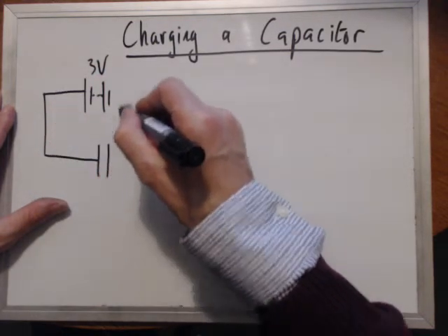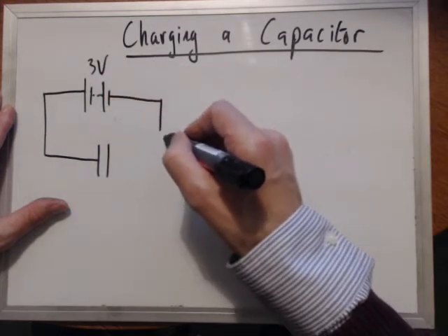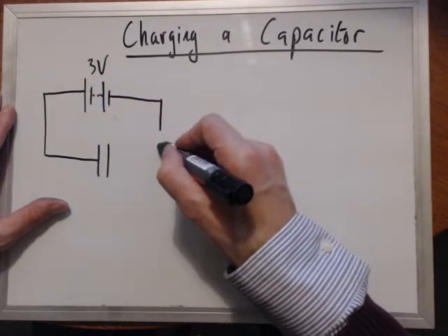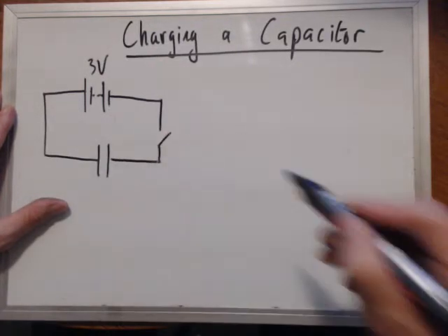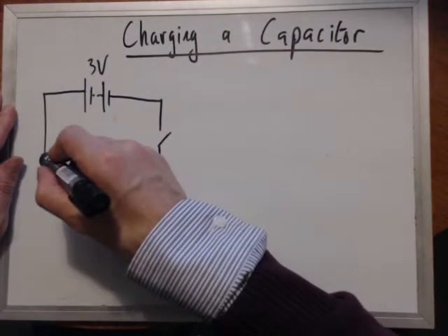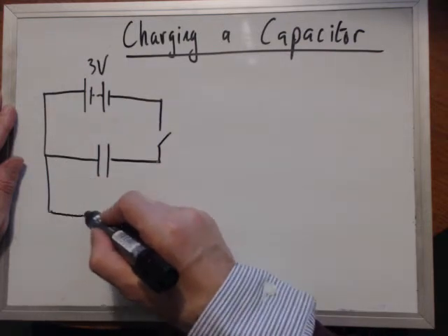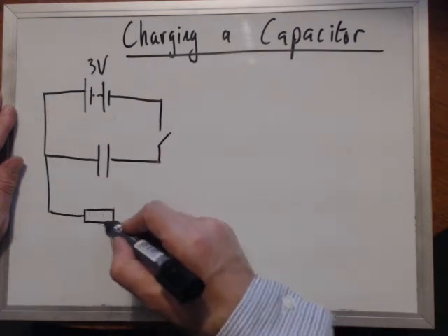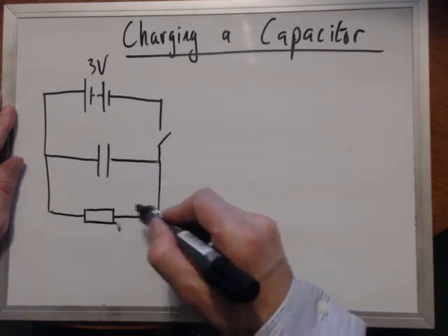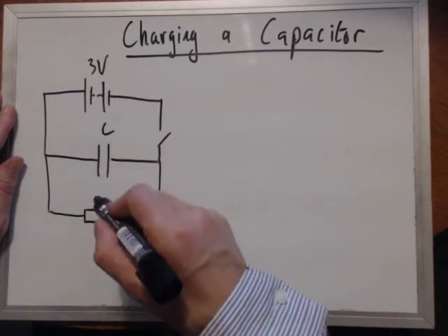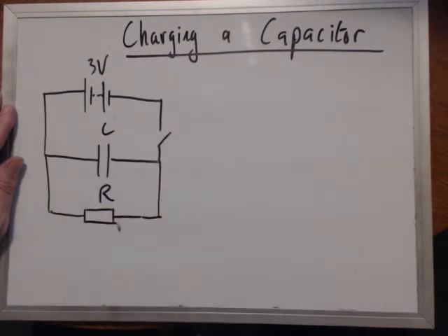a capacitor, we have a switch like that, and in parallel with the capacitor we have a resistor. So we'll label that C for capacitance, R for resistance.